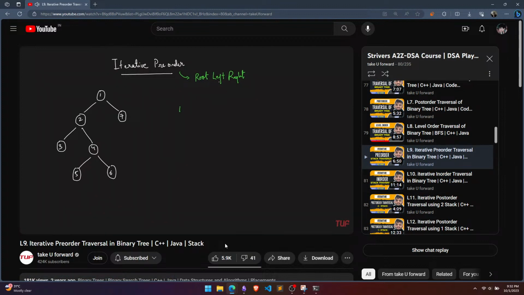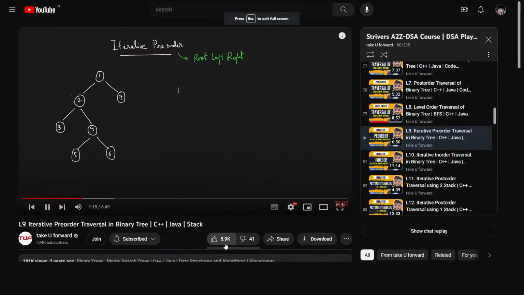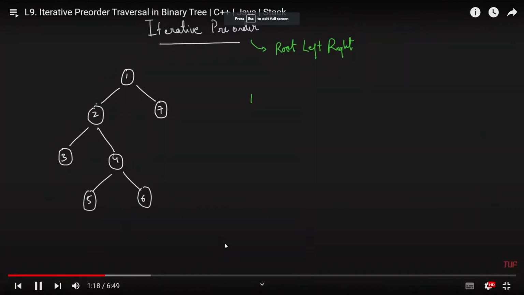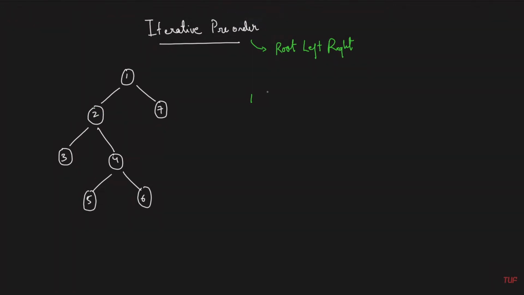Now, if I try to write the pre-order traversal of this particular tree, I'll get 1 at first. Then I have to go to the left. Remember, first root, then I have to go to the left. So this is the entire left. Once I go to the left, I have to again apply root, left, right. So this will be the root.